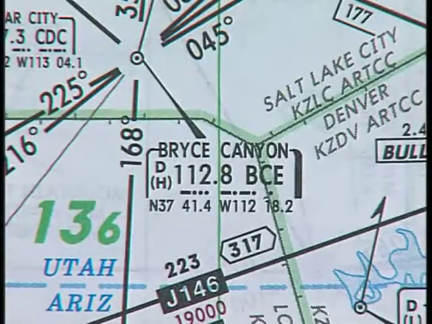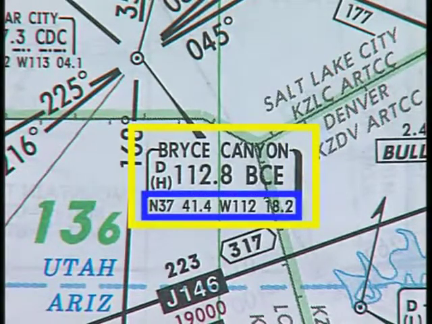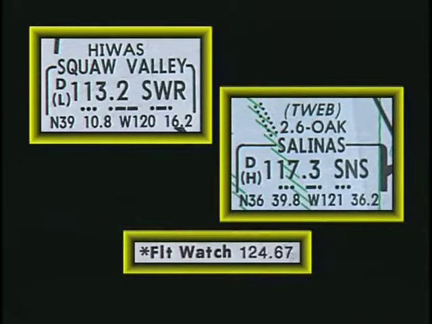As with low-altitude charts, a shadow box is used to identify a nav aid that is part of the Enroute structure. However, the shadow is only on the right side of the box since the geographic coordinates for the nav aid are listed below the box. Off-airway nav aids are indicated by omitting the shadow from the frequency box. Frequencies for HIWAS and TWEB, along with flight watch information, are included on high-altitude charts where available.